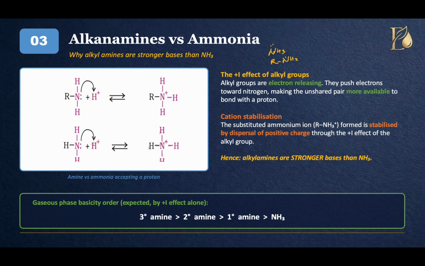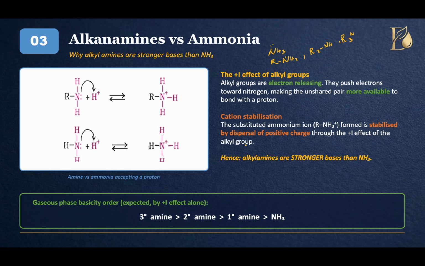In ammonia, there are no alkyl groups. All the three bonds are to hydrogen atoms. But in alkyl amines, there is a nitrogen-carbon bond. In a primary amine, one bond is to an alkyl group and the other two bonds are to hydrogen atoms. In secondary amines, there will be two alkyl groups and one hydrogen, and in tertiary amines, there will be three alkyl groups on the nitrogen atom.